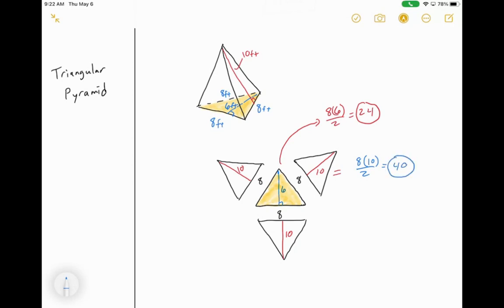And then guess what? All of these are all 8 by 10s, right? All of the triangles are 8 with a height of 10. So that means this bottom triangle is also equal to 40. And this left triangle is also equal to 40.